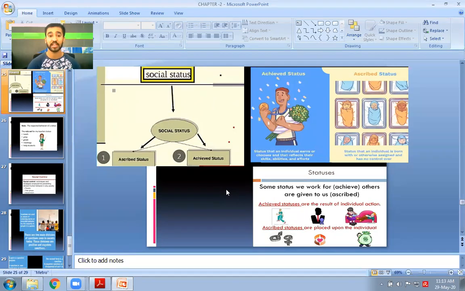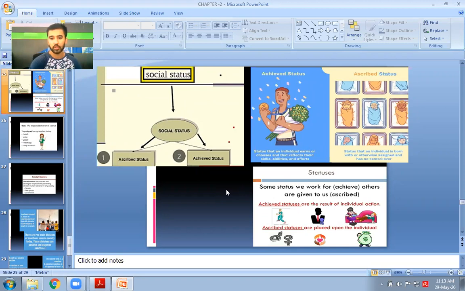Ascribed status is that status that you get right when you take birth. Suppose you take birth in a particular religion, you can't change it, right? Suppose you take birth in a particular caste, you can't change it, right? There are certain things that you get when you take birth, but there are certain other things that you achieve after taking birth. That was the difference between ascribed status and achieved status, right?